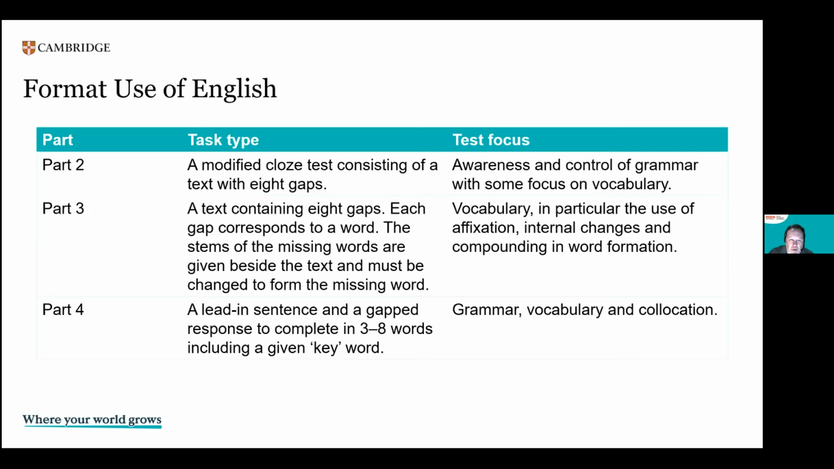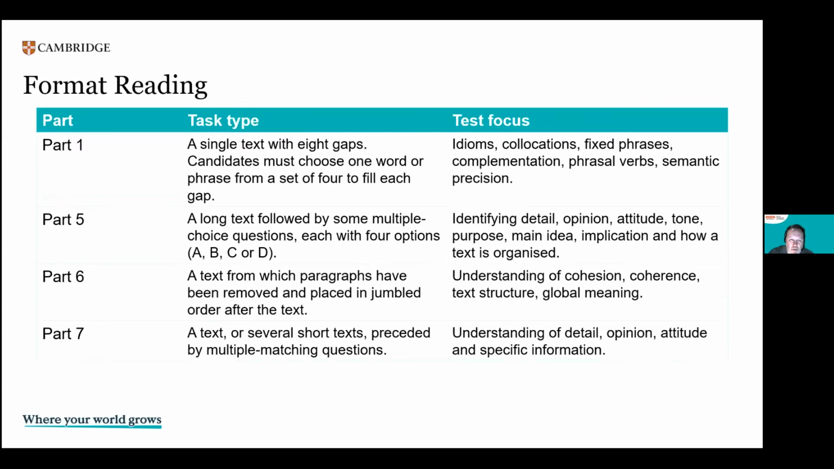For reading, you have 4 parts. Part 1 is, again, a text with 8 gaps. But for each gap, you have 4 options underneath the text. And this is focusing particularly on idioms, collocations, set phrases, complements, phrasal verbs, and semantic precision, meaning choosing the right word from similar meaning words. What I should say, in proficiency, there is no such thing as a synonym. Every word has a slight difference, either in its use or in its meaning, which means that you have to choose between very similar words quite often.